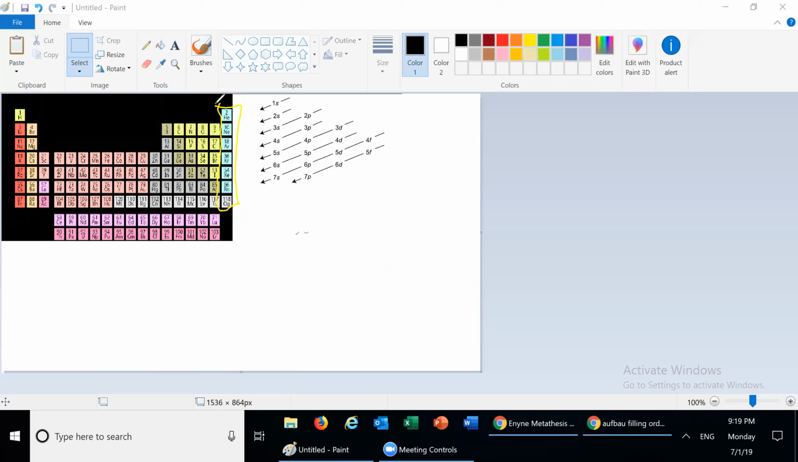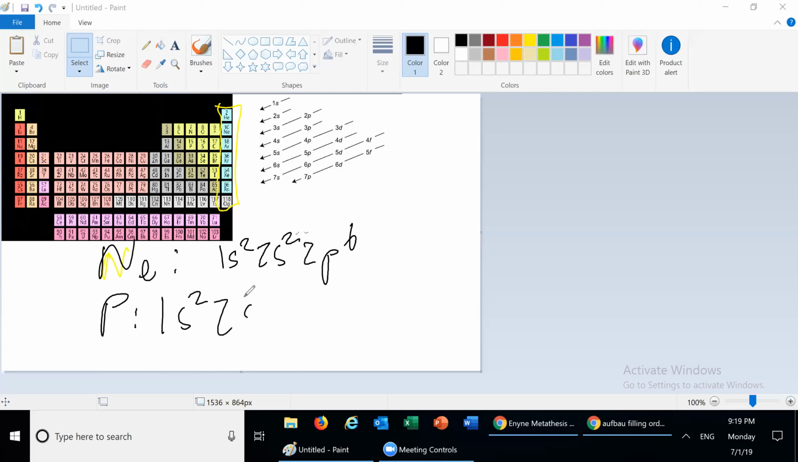So to illustrate this, let's just start with neon. Okay, neon: 1s2, 2s2, 2p6, right? Now let's do phosphorus. So 1s2, 2s2, 2p6, 3s2, and then 3p3, right? Does everyone see why that is?